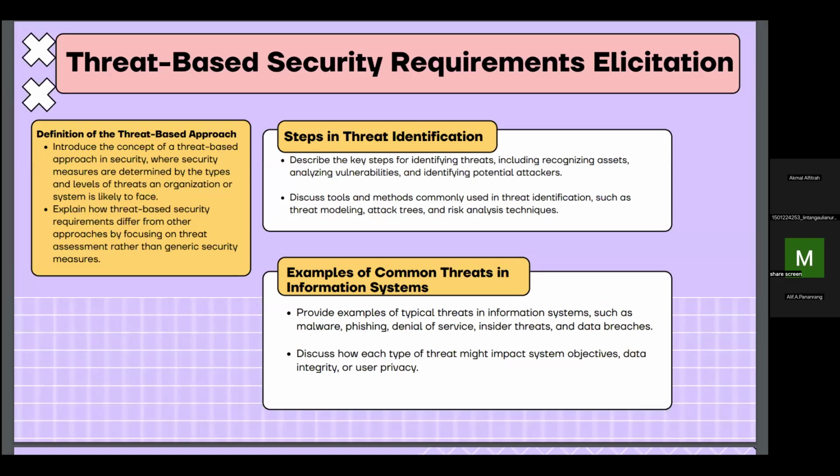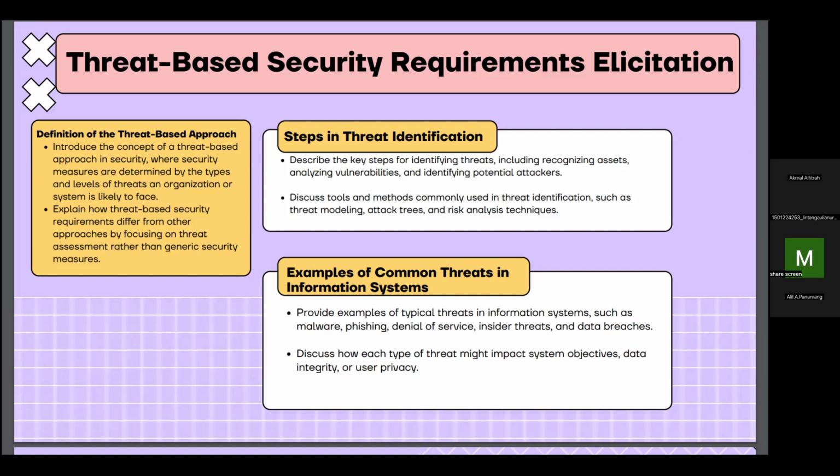So next is threat-based security requirement allocation. First is the definition of the threat-based approach. First is introducing the concept of the threat-based approach in security, where security measures are determined by the types and levels of threat an organization or system is likely to face. Second is explaining how threat-based security requirements differ from other approaches by focusing on threat assessment rather than generic security measures.